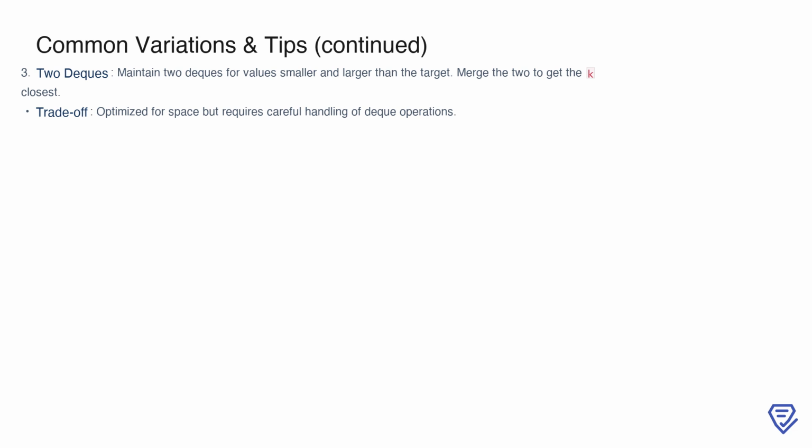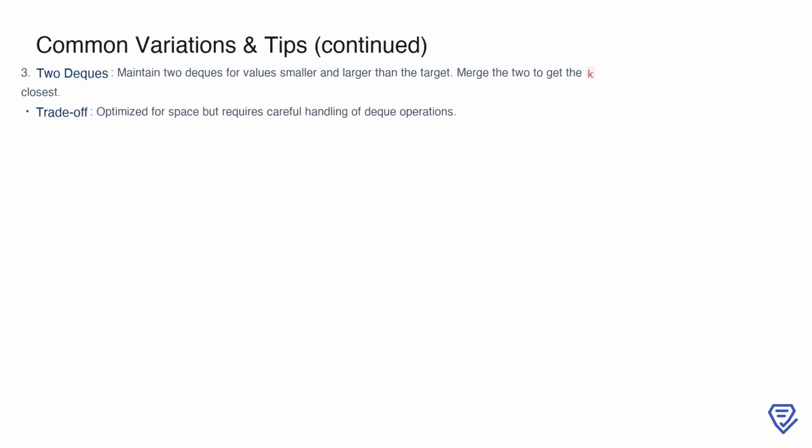A third alternative approach involves using two deques. One deque stores values smaller than the target, while the other stores values larger than the target. After traversing the tree and populating these deques, you can merge them to retrieve the k closest values. This method is optimized for space since it avoids storing unnecessary values, but it requires careful management of deque operations to ensure correctness. Each of these approaches comes with its own trade-offs, and the best choice often depends on the specific constraints and requirements of the problem you're solving.